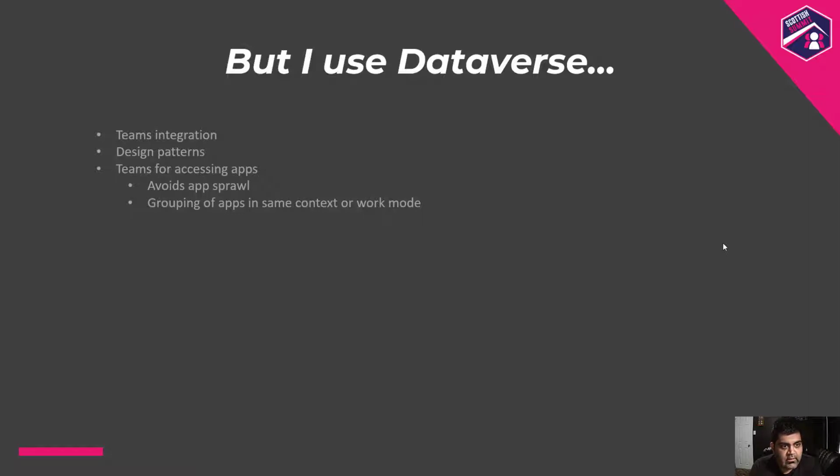And then lastly, Teams allows you to have a good place or a good platform for users to access your apps, whether they are created on Dataverse for Teams or full Dataverse. This helps prevent app sprawl because it allows you to do things like incorporating all related apps into one team. For example, all HR related apps could simply be added to the HR team in Teams.